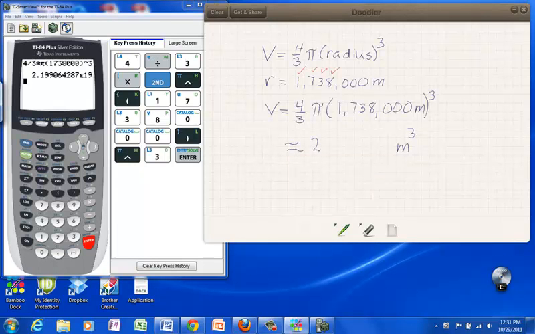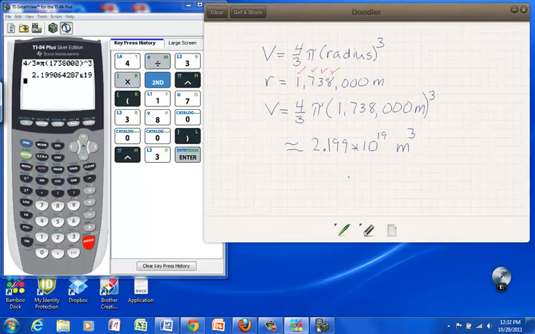So 2.199, that's rounded off to 4 significant digits, and then times 10, because we're in scientific notation, and that E19 tells us what the power is. So the volume of the moon is about 2.199 times 10 to the 19th power cubic meters.